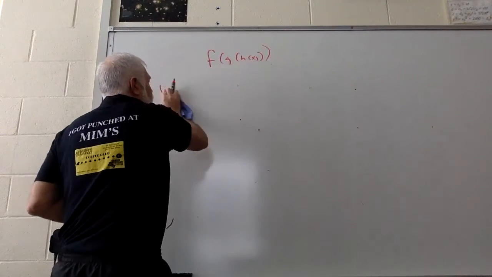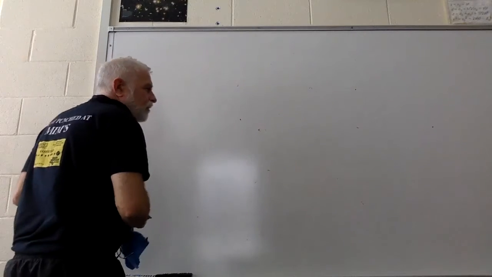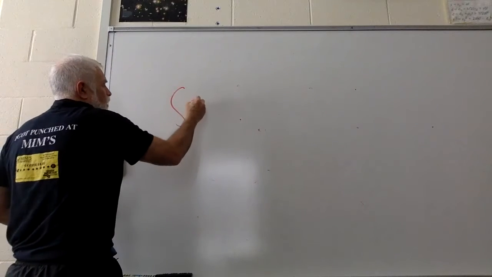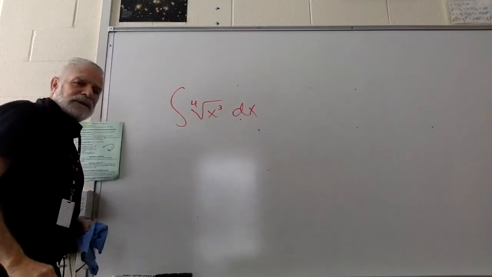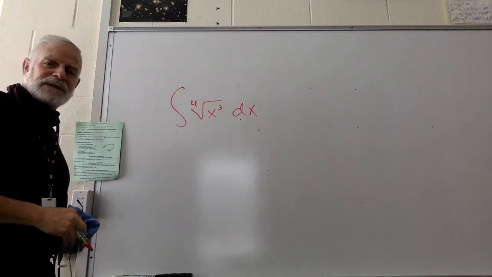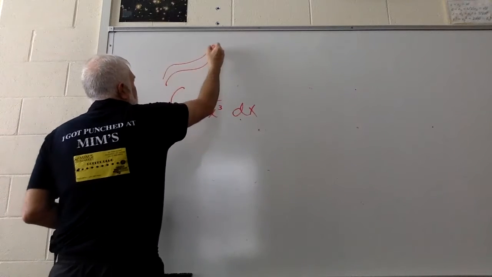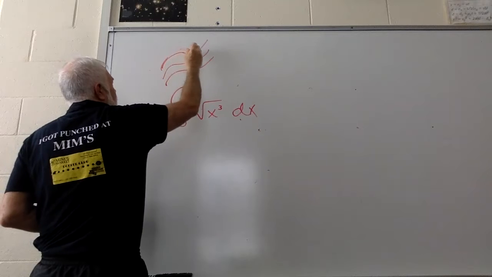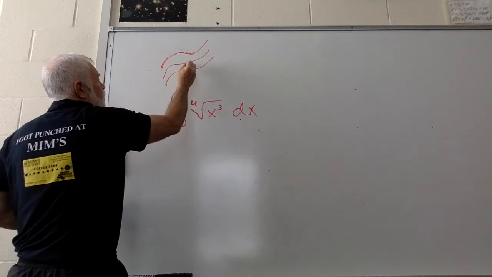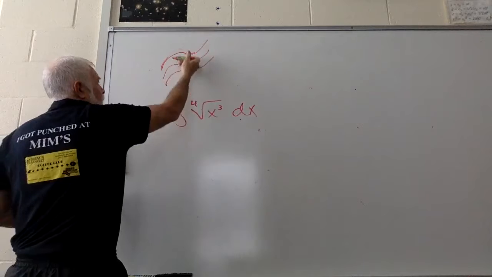So let's alternate between derivatives and integration. The inverse of taking a derivative is integrating. So let's integrate the fourth root of x cubed dx for practice. That's an indefinite integral, so it's got a plus c. I mean, we've got functions that look like this, right? All of those functions at this instant are going up at the same rate, right? But they're different by a constant.